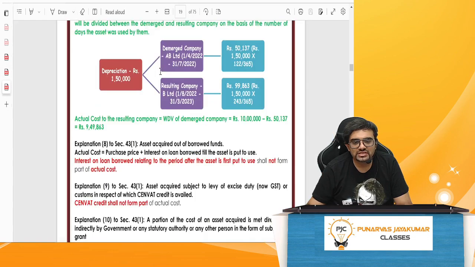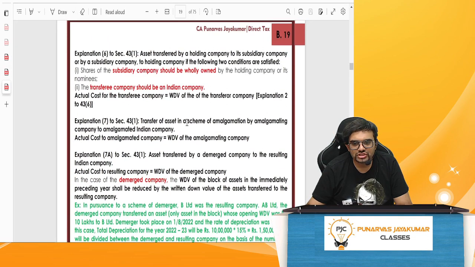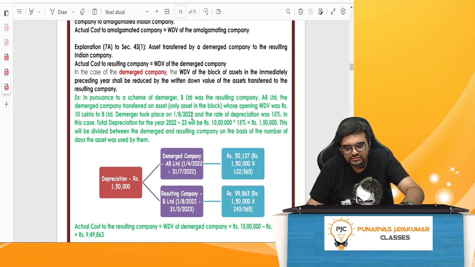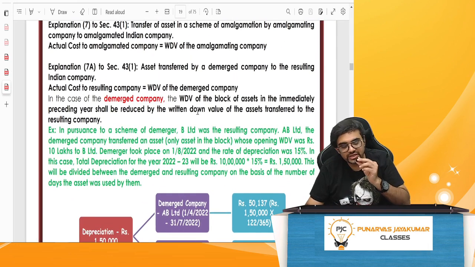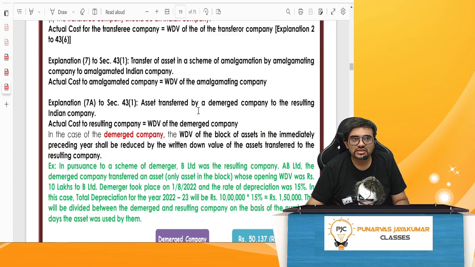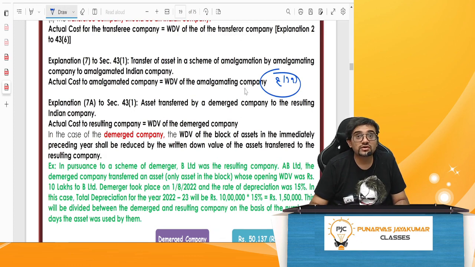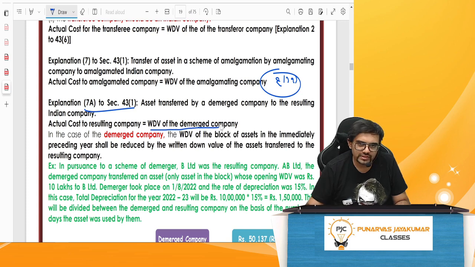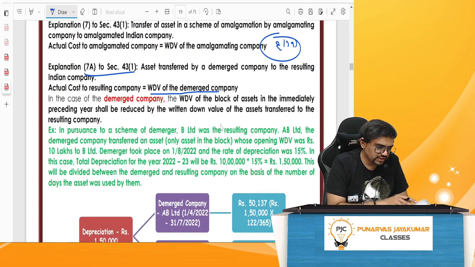As far as the depreciation is concerned, if you remember, page B19, we had seen this that time. Again, we'll do Explanation 7A to 43(1). And if you remember, guys, distribution of assets to people generally is a deemed dividend under 2(22), but we have seen that for demerger, it is not a deemed dividend. All that we had discussed, guys, just a revision. But here, Explanation 7A to 43(1): for an asset transferred by a demerged company to the resulting company, the actual cost to the resulting company is the WDV of the demerged company.